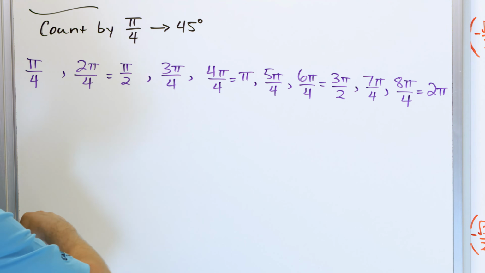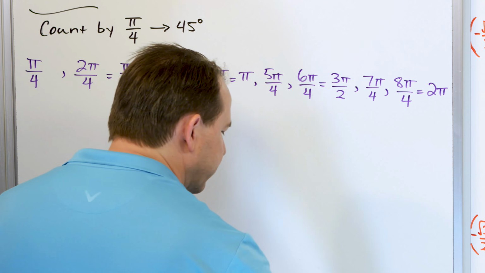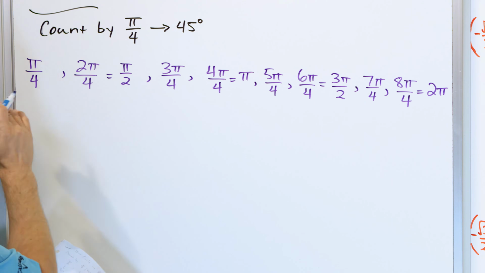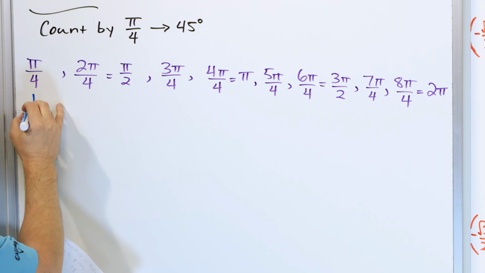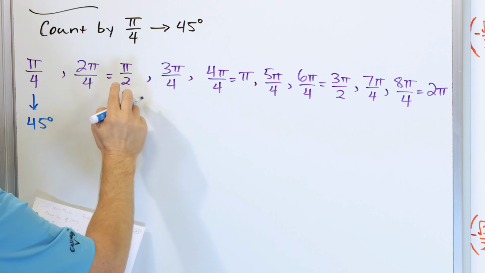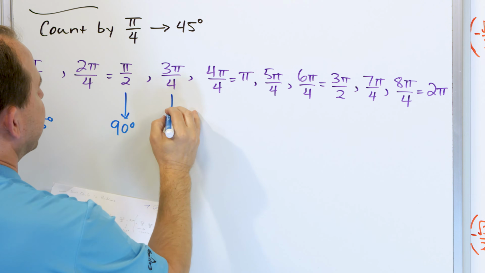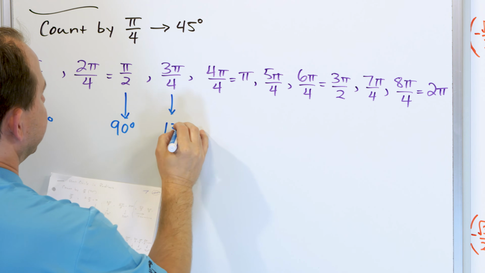So you see what's going on? You just count by pi over 4s, but some of the fractions get simplified. That's what's written on the unit circle. So this one is your basic 45-degree position. Pi over 2 is 45 degrees up, which is 90 degrees. Then you have the 3 pi over 4, which is 135.